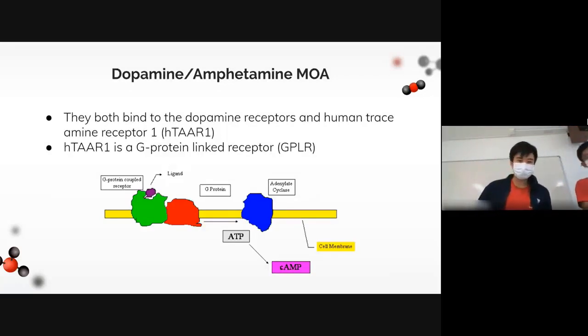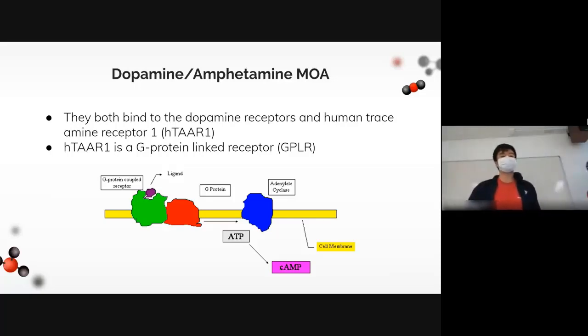Now, for the bio students, you might find this familiar because it's a GPCR, as mentioned by Brian earlier. Both of them can bind to this receptor. And actually, it's kind of easy to understand. Think of the receptor like an enzyme, and think of the dopamine like a substrate. It can bind specifically to the substrate, and the enzyme and substrate can bind together.